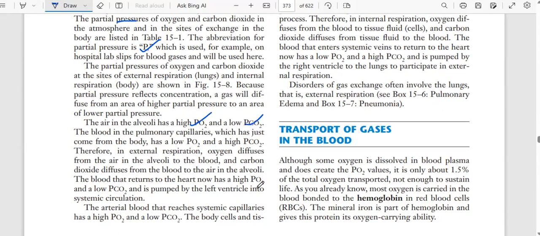The blood in the pulmonary capillary, which has just come from the body, has low PO2 and high PCO2. Therefore, in external expiration, oxygen diffuses from the air in the alveoli into the blood, and carbon dioxide diffuses from the blood into the air in the alveoli. The blood that returns to the heart now has high PO2 and low PCO2, and is pumped to the left ventricle into systemic circulation.